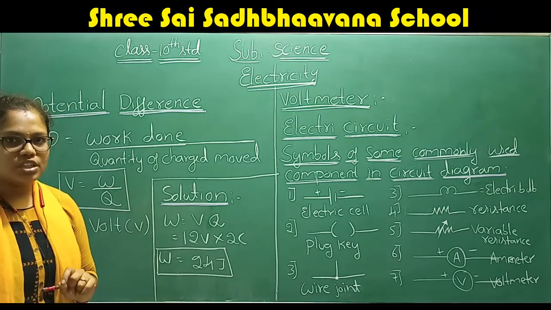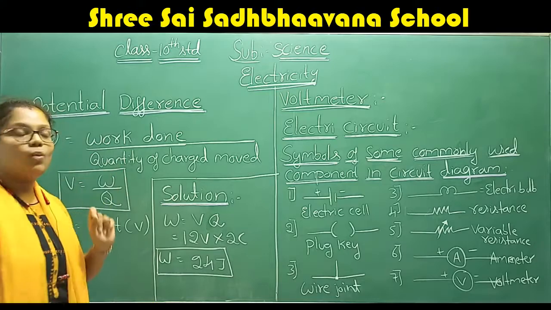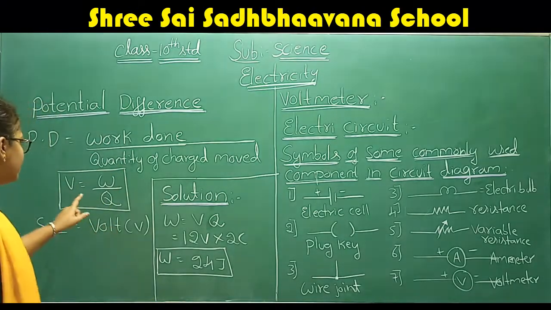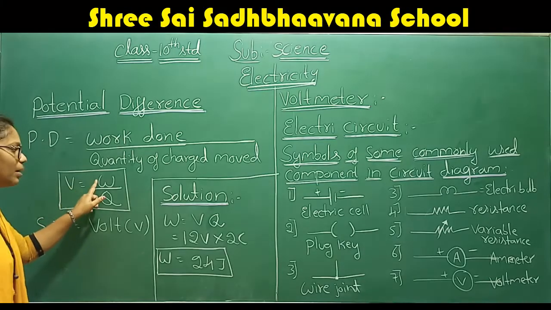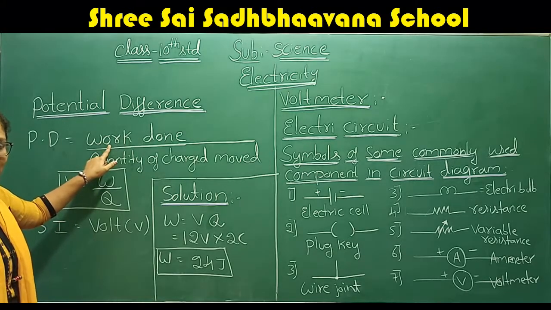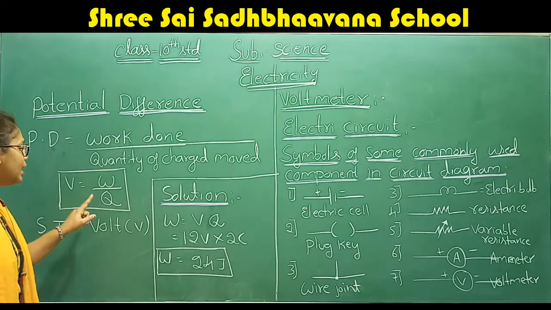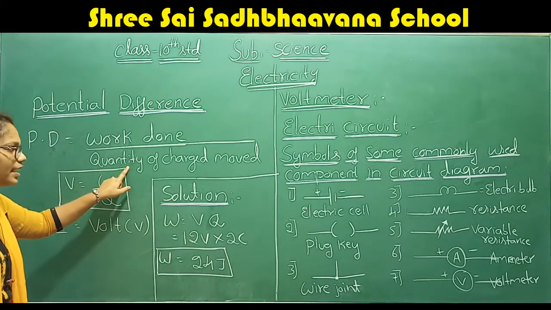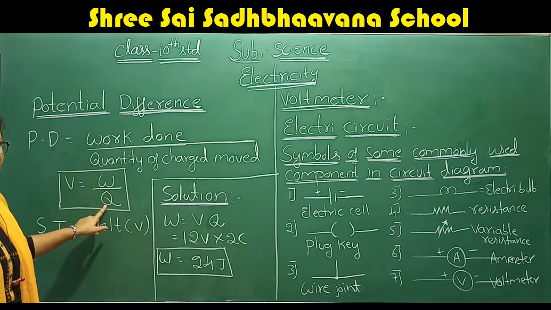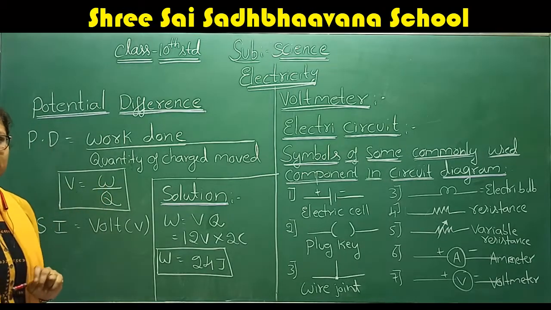Potential difference is equal to work done divided by quantity of the charge moved, or we can simply write V equals W by Q. W indicates the work done, and Q indicates the quantity of the charge moved. Therefore, V indicates the potential difference.